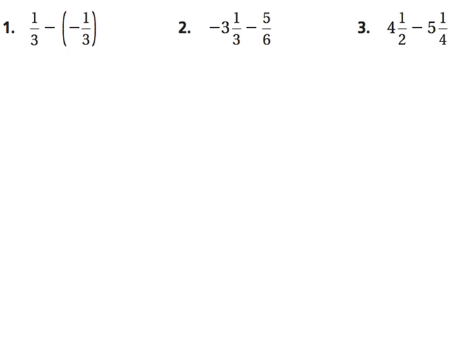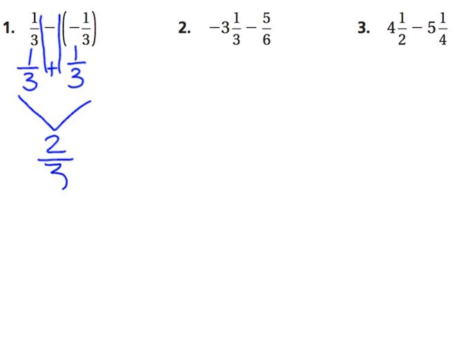All right, now that you've had a chance to try these, we're going to rewrite number 1 as an addition problem. So we're going to do 1/3 plus positive 1/3. These already have common denominators, and 1 plus 1 is 2. So our final answer is 2/3. Okay, next on number 2, same thing. We're going to do keep, add, opposite. So this time we are adding 2 negative numbers together.